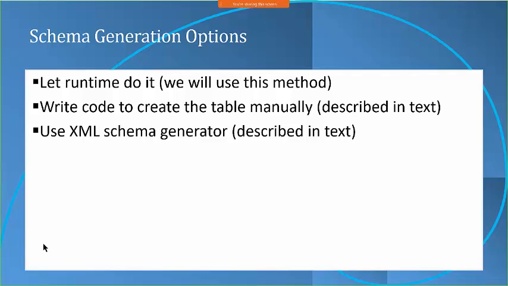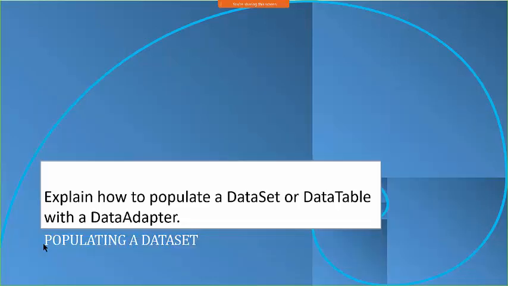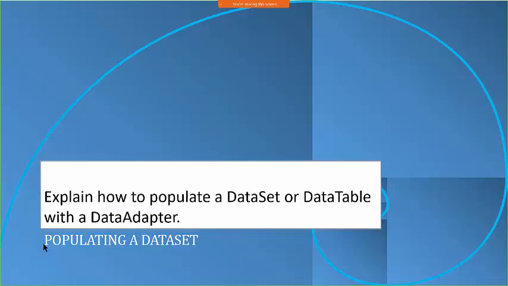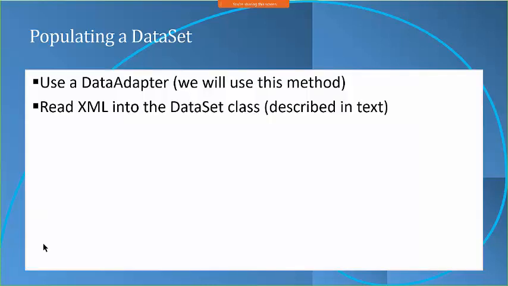There's a bunch of stuff for schema generation, where we're going to let the C# do it for us, but you can actually manually create a schema in a data table in a data set. And so how do we populate a data set or data table with a data adapter?